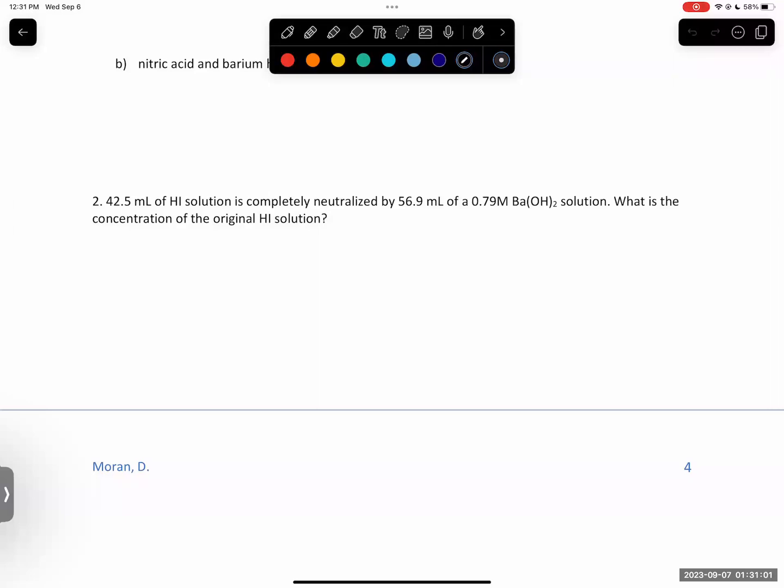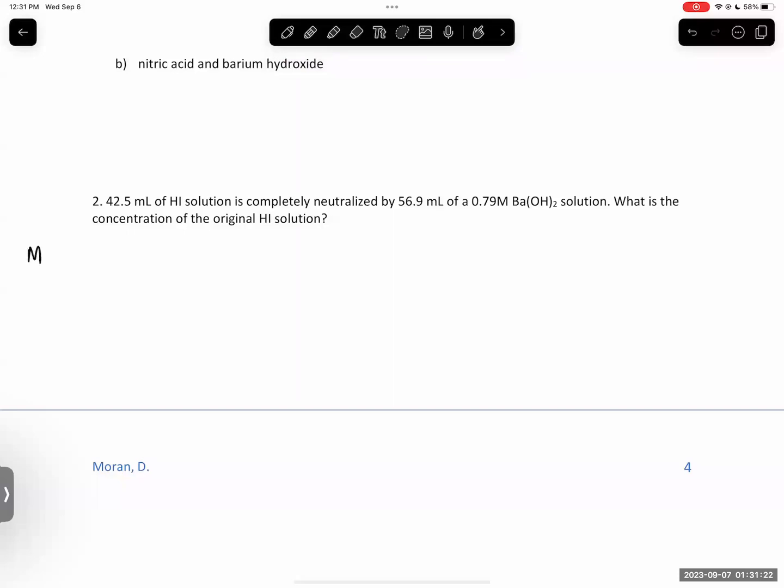What's the equation for concentration that we deal with in this class? Is it M1V1? No, that's dilution. Moles over liters, right? Because we deal with molarity as our concentration, and molarity is equal to moles of solute divided by liters of solution. So we have molarity of HI over the volume, right?